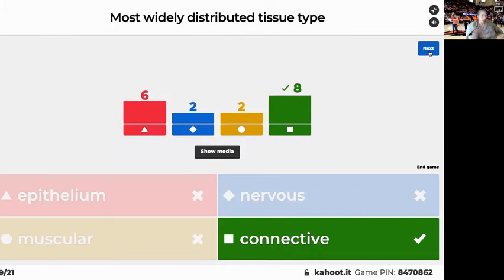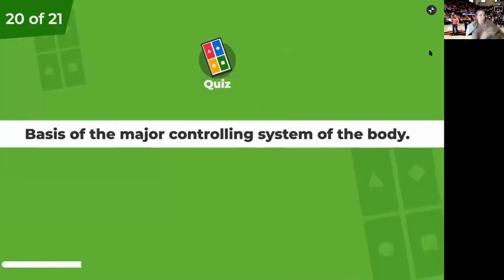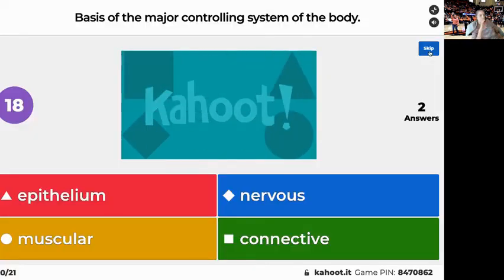It's everywhere. I know we also talked about it being all over our body on epithelial as well. I think this means the most common versus spread throughout. I guess connective would be spread throughout too, because you have fat under that epithelium.